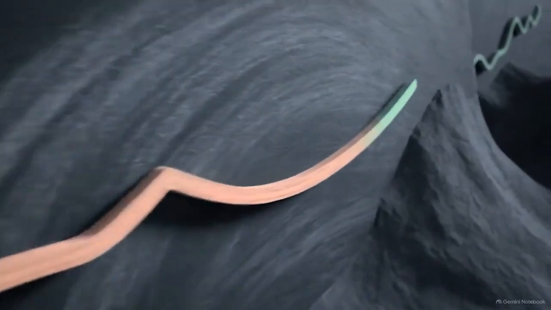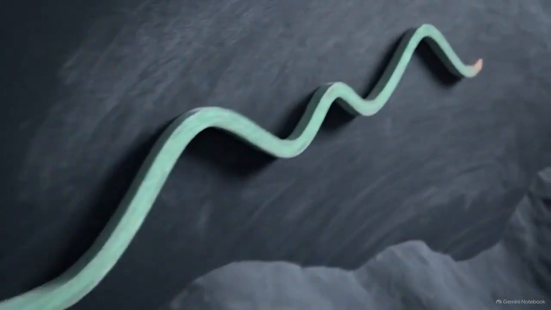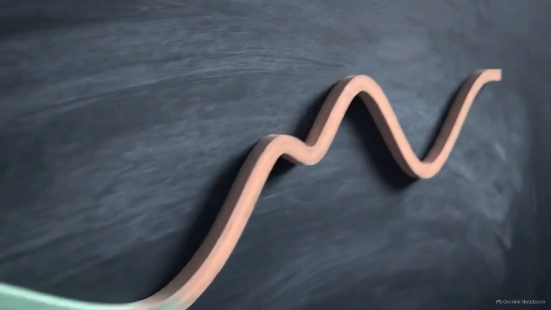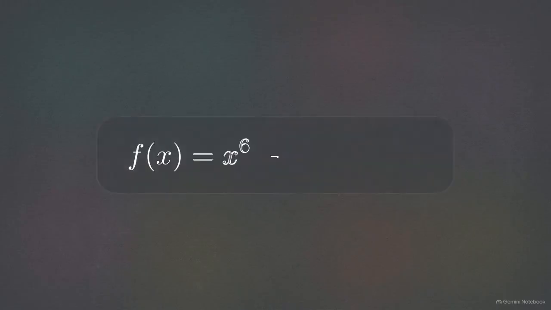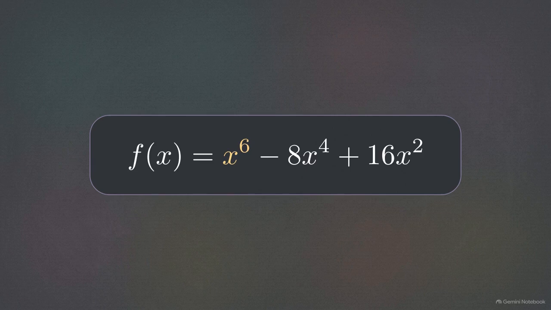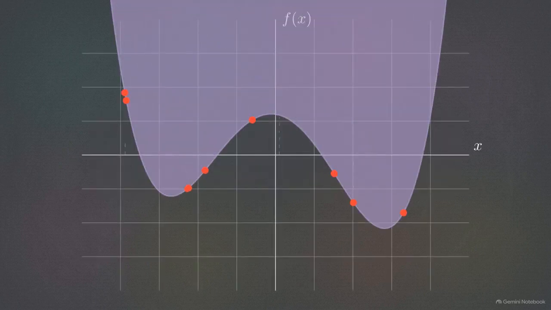But as functions scale into third, fourth, and sixth degrees, the geometry becomes more complex. The universal formulas we rely on simply do not exist for these higher dimensions. Take a sixth-degree polynomial like this one. We cannot rely on plotting random points or guessing inputs to find the zeros.